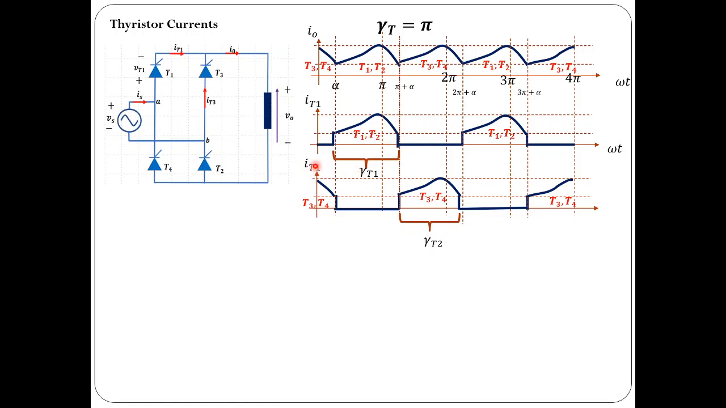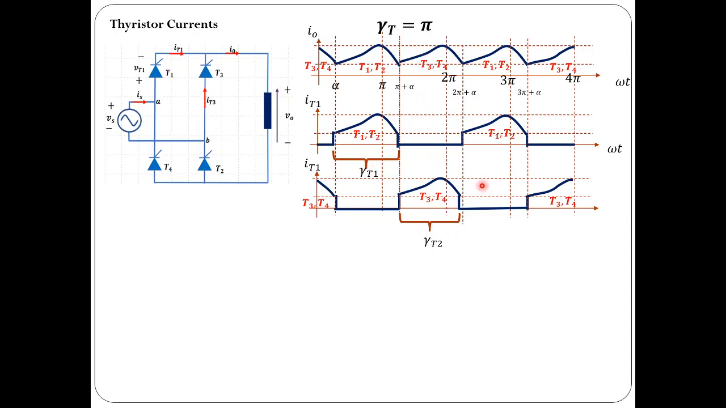Okay, similarly thyristor 2, so now sorry, this is not IT1, it is IT2. So thyristor 2 would conduct from pi plus alpha to 2 pi plus alpha. So the output current is the same as the thyristor 3 and 4 current for this range of omega t, that is, pi plus alpha to 2 pi plus alpha.